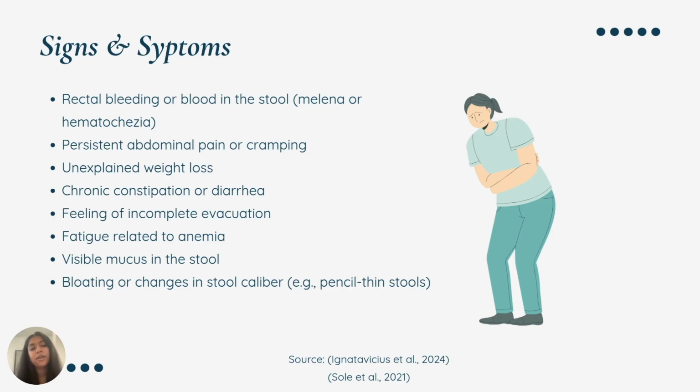The next slide is going to look over the signs and symptoms that are involved in this procedure. The key symptom of colorectal issues is usually rectal bleeding. It can be either dark or bright red, and that can come along with persistent abdominal pain, unexplained weight loss, and chronic constipation or diarrhea. Patients should also watch out for a sense of incomplete evacuation, fatigue from the anemia, mucus in the stool, bloating, or pencil thin stools, and these changes can indicate inflammation, obstruction, or malignancy, and they warrant further evaluation.